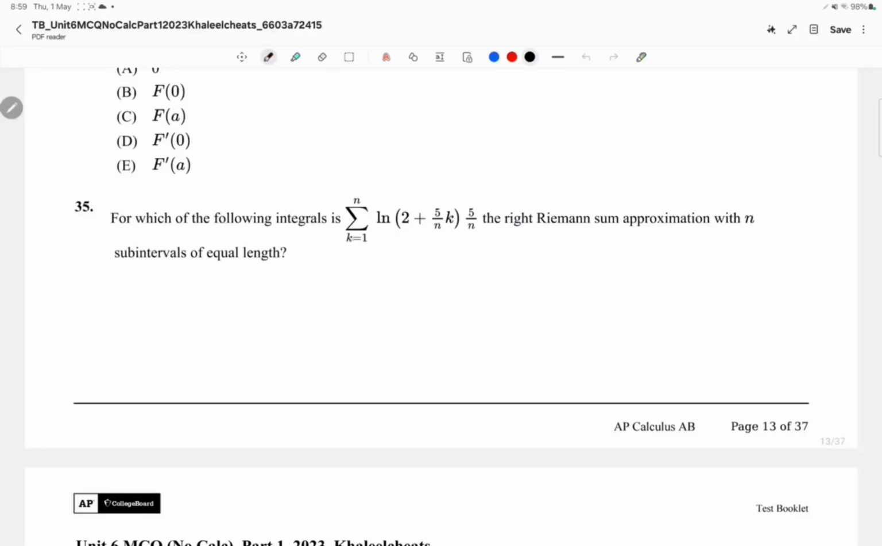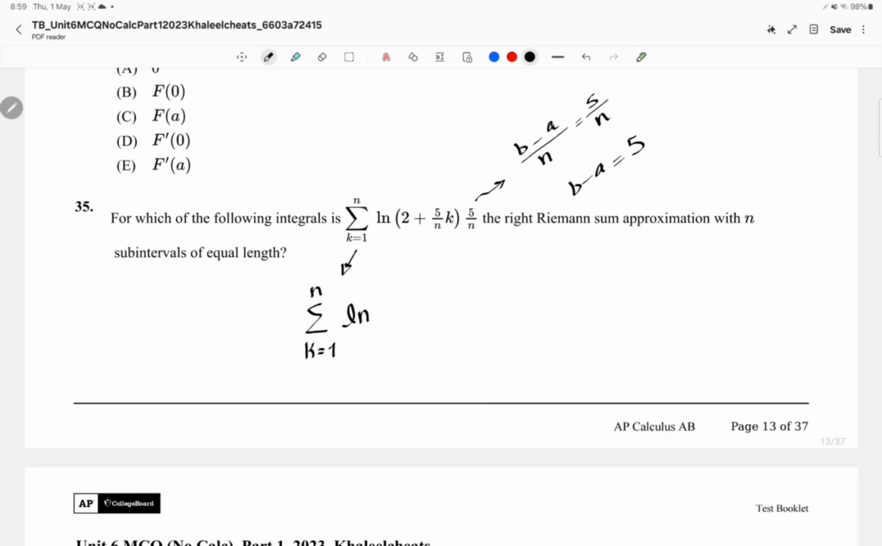So let's just break this up, right? So how did this come about? This is n, k equals 1. That will not change. Ln, that will not change. What's this about? This is b minus a over n, which equals 5 over n. So now we know that b minus a is equal to 5.